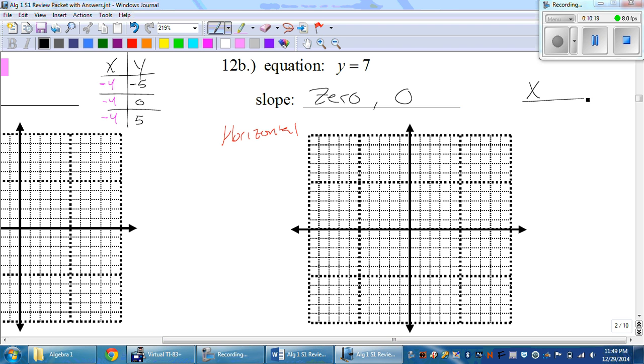Now, just to be sure I graph this right, I'm going to do the same thing. I know that y is 7, so no matter what, y is going to be 7. I'm going to pick my x: a negative, 0, and a positive. Same thing as I did last time. So (-5, 7), (0, 7), and (5, 7). And just like we talked about, there's our horizontal line. I'm using my ruler, lining up my points, and drawing my straight line. And don't forget your arrows.